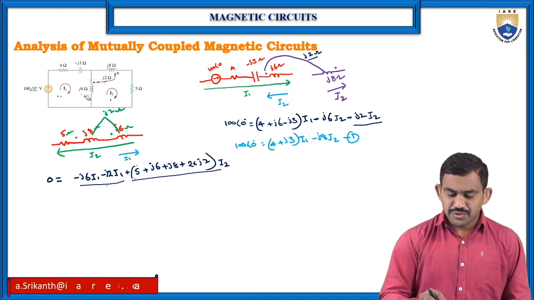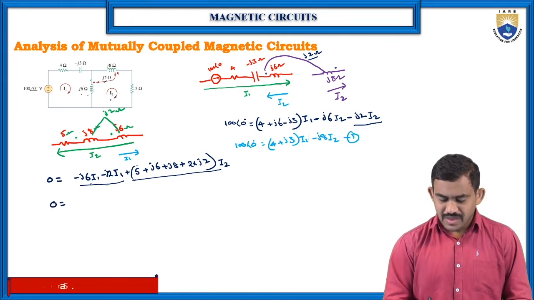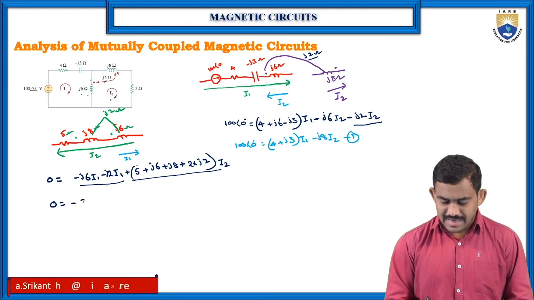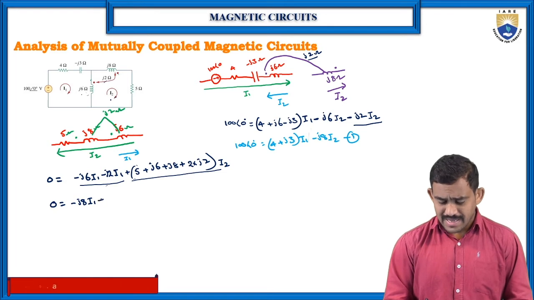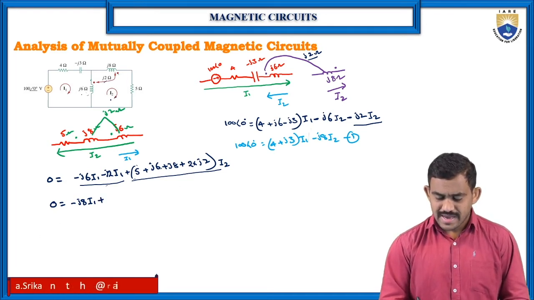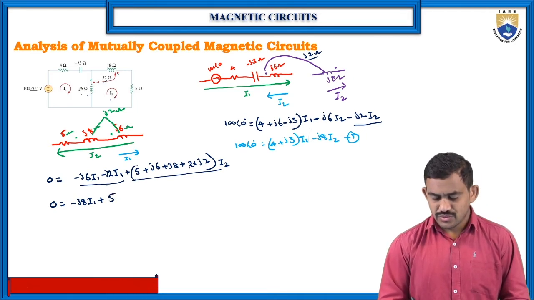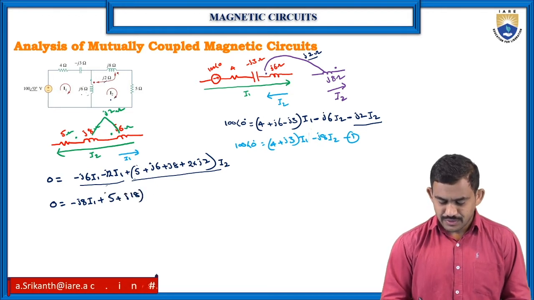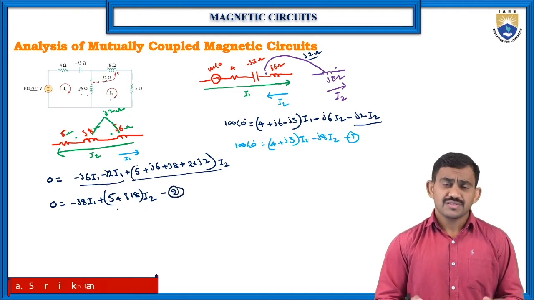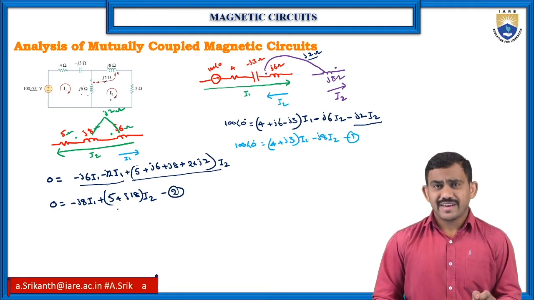Now I have two equations and two unknown values. It's very simple if you solve these equations: 0 equal to minus J8 I1 plus 5 plus 6 plus 2 into 2, 4, 10, 18, so J18 into I2. So loop 1 and loop 2, two equations, two unknown values. You can use any method. I'll go with Cramer's rule and find the I1 and I2 values.